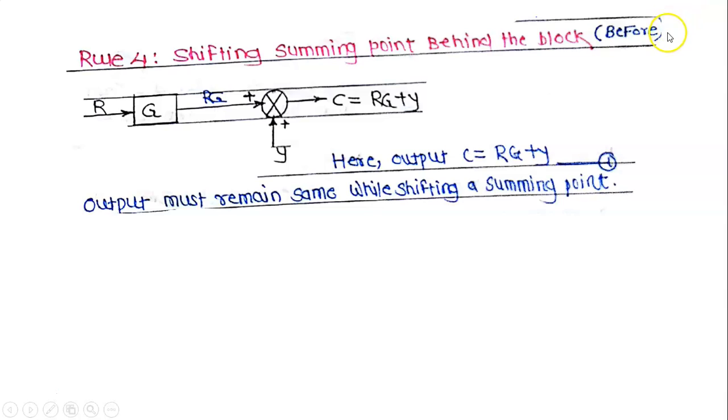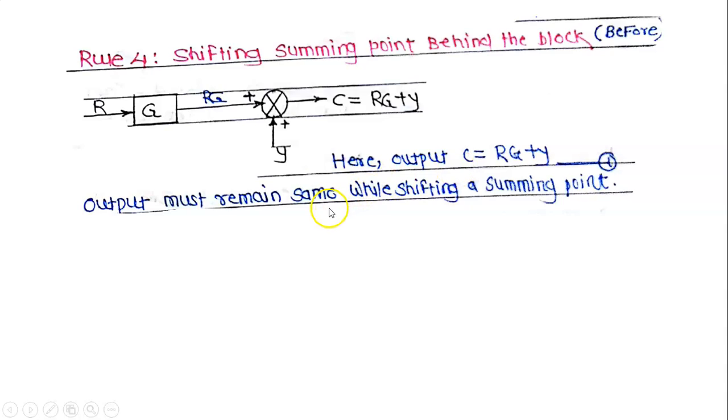Now, rule number 4, shifting the summing point behind the block. Now consider this diagram. This input R is given to this block G, therefore the signal RG is there. This signal RG is fed to this summing point. Again at the summing point another signal is there, that is plus Y. Therefore from the summing point the output C is equal to RG plus Y. Here output C is equal to RG plus Y, equation 1.